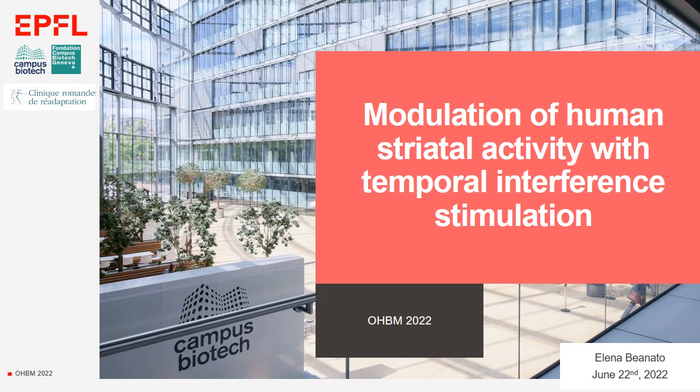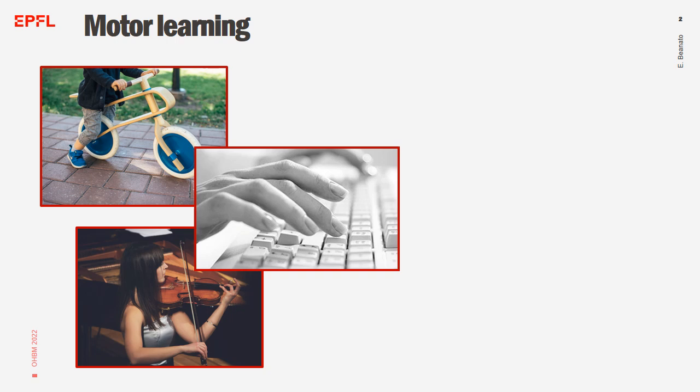I will now continue with the second talk of the symposium about non-invasive neuromodulation of deep brain structures. In particular, in this project, we investigated the modulation of the human striatal activity by means of the temporal interference stimulation, the technique explained during the first talk of the symposium. To be highlighted, this is, as in the previous case, one of the first studies applying TI in humans. In the current study, the technique was applied in the context of motor learning.